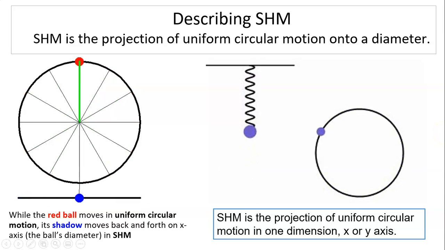Describing simple harmonic motion. Simple harmonic motion is the projection of uniform circular motion onto a diameter. So this red ball is uniform circular motion. This blue ball is the projection. The blue ball is the shadow that moves back and forth in simple harmonic motion. Simple harmonic motion is the projection of uniform circular motion in one dimension. In this case, it's projected in the y dimension.